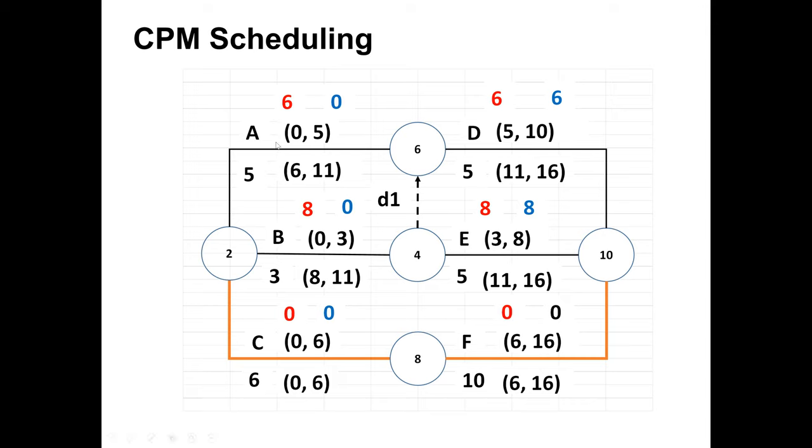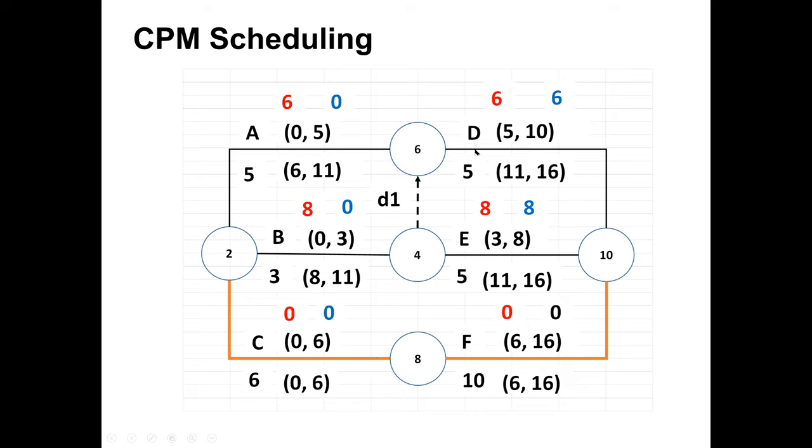Early start for A is 0, as A is the starting activity, and the duration is 5, so early start plus duration is 5. Similarly for B, the starting point is 0, and the duration is 3, so 0 plus 3 is 3, and the early finish will be 3 days. For C, the starting time is 0, the duration is 6, so this will take 6 days to complete.